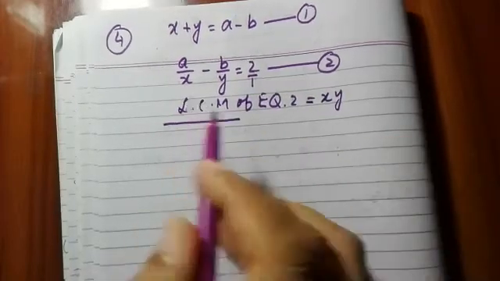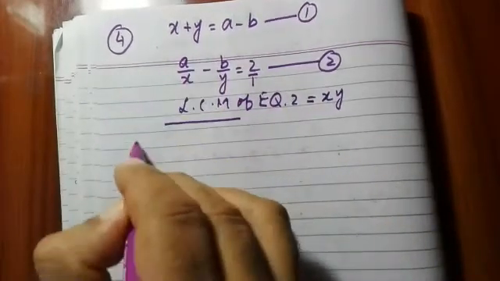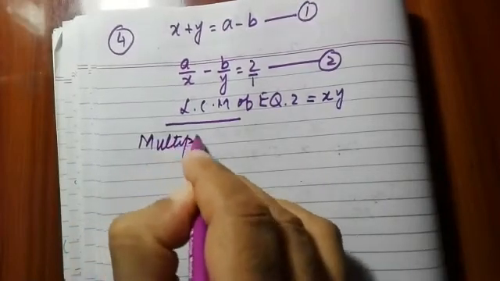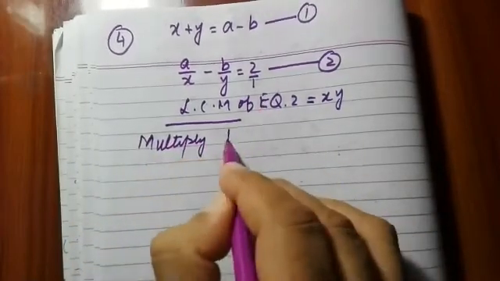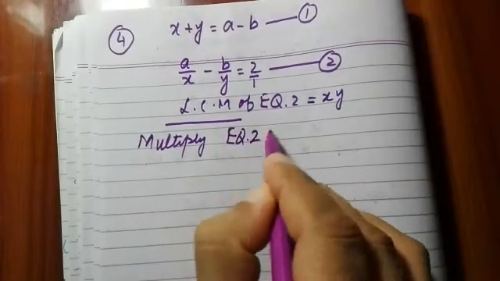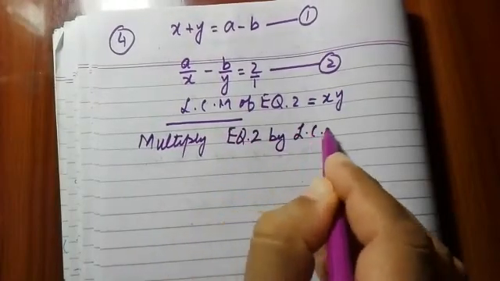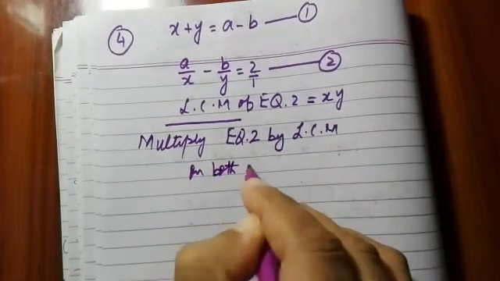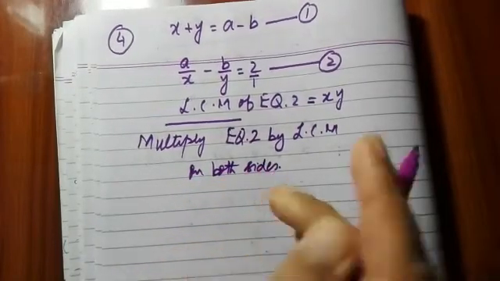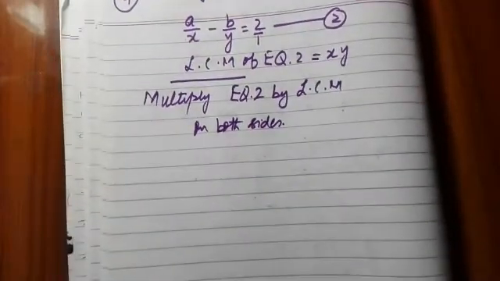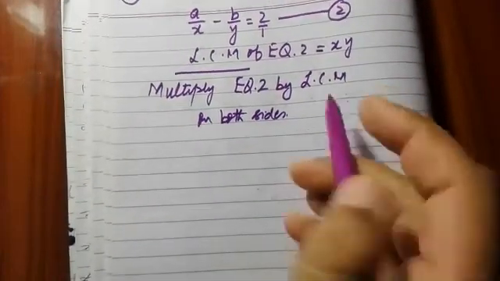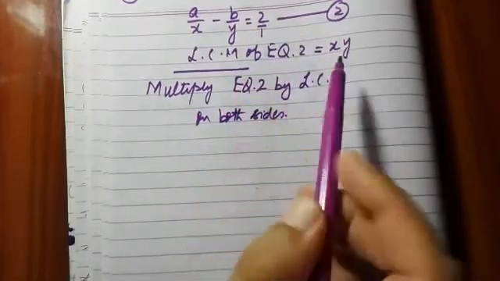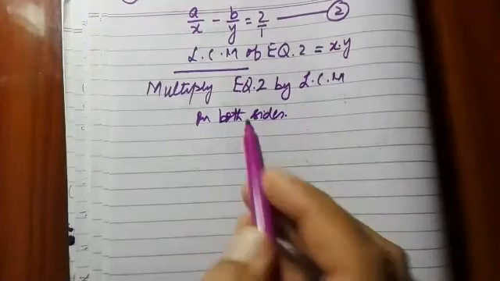So we will multiply equation number 2 by the LCM on both sides to remove the fractions. Multiply each part of equation number 2 by the LCM, and the LCM, as I just told you, is x dot y, or xy.